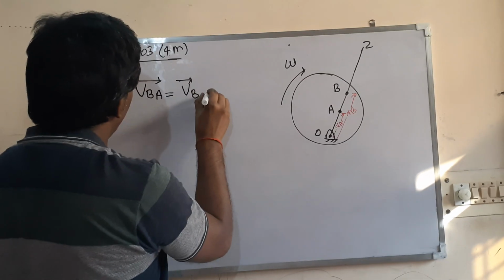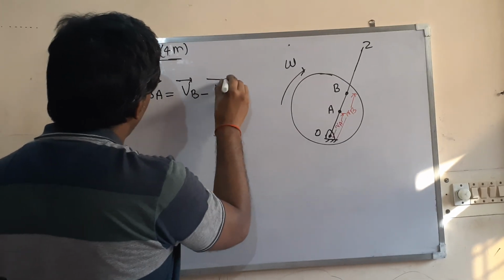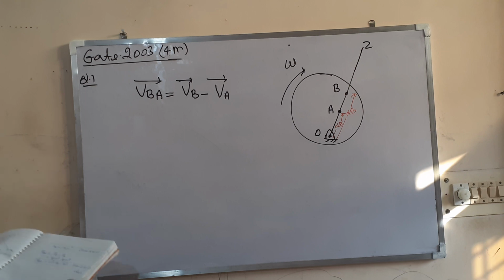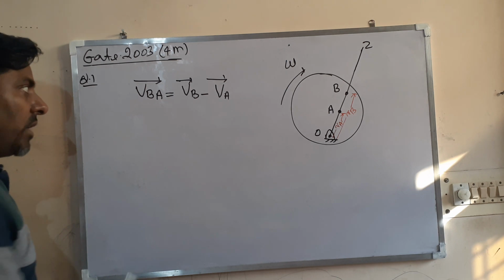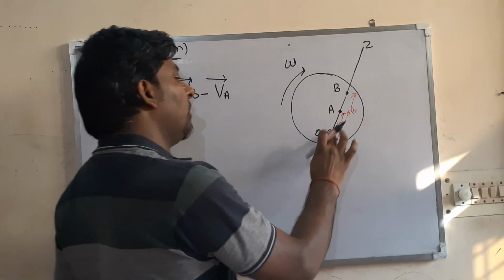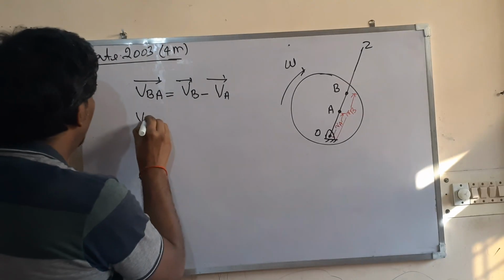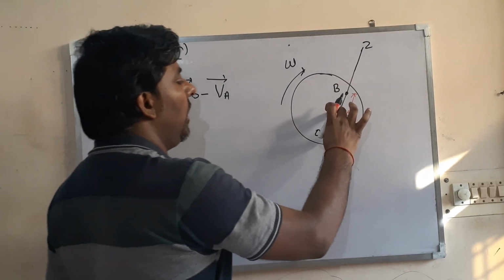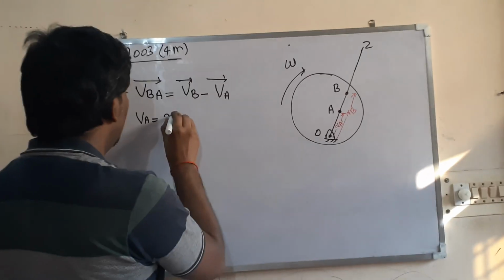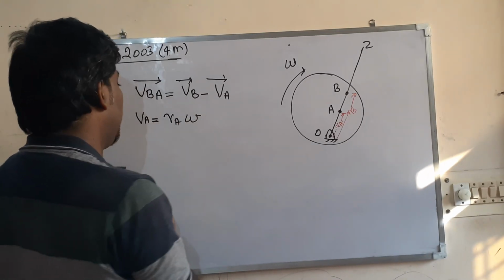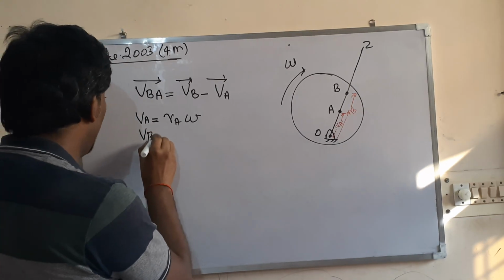Velocity of point B minus velocity of point A. Okay, very good. Let us see what the absolute velocities are. This disk is rotating about this point O. So what will be the velocity of point A? The velocity of point A will be RA into omega. Okay, what will be the velocity of point B?